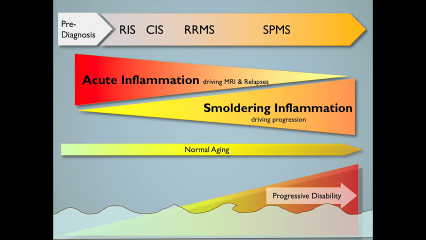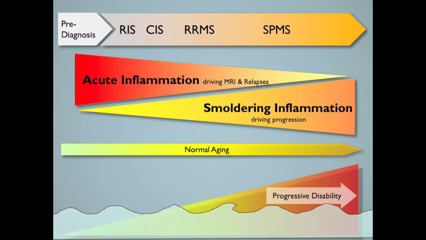So we know that there is acute inflammation, which is one biological process, and early on in the course of most people's MS, the acute inflammation predominates, and it's only later on that we see this chronic inflammation. The acute inflammation is what we think is responsible for causing the relapses and new MRI activity. It's the smoldering inflammation we think contributes to this slow general progression that causes secondary and primary progressive MS. And of course you have normal aging that's superimposed on that.